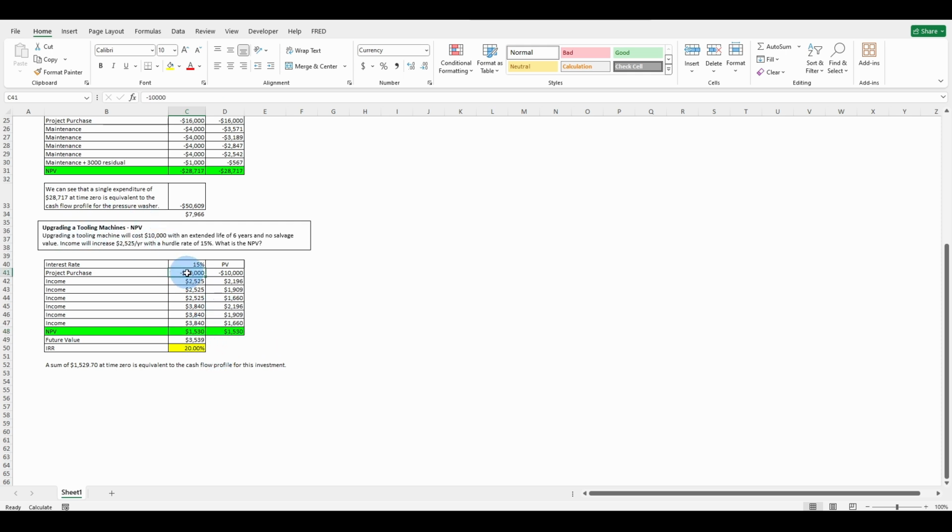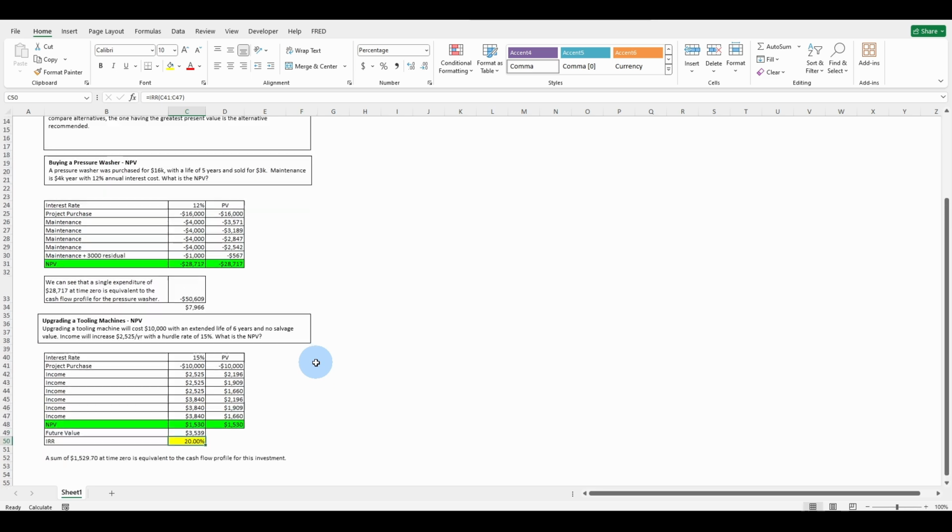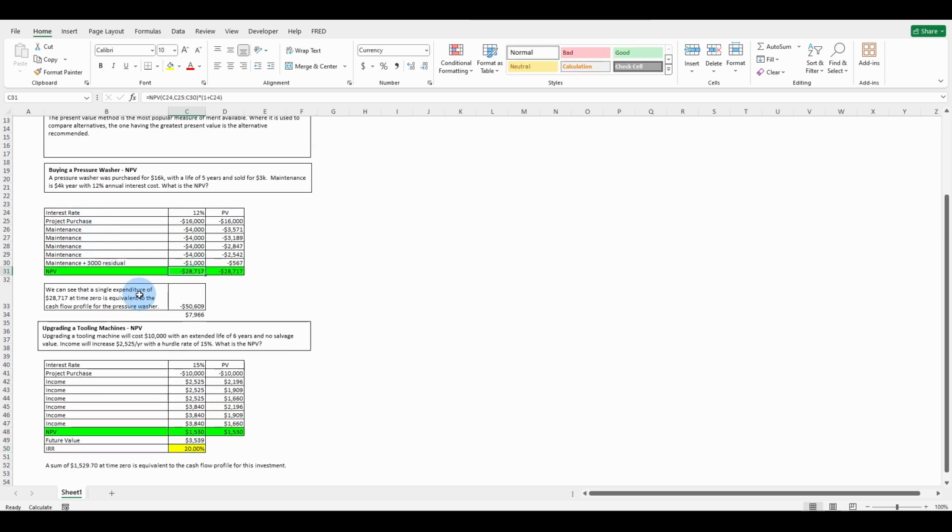We're going to spend $10,000, but the net present value after discounting all of this is $1,530. So we're going to be making more than this 15%. You can also do internal rate of return, and it's 20%. Pretty nifty, huh? When you're doing something like this, we have this negative $28,717, compared to what? You need to do something like this.